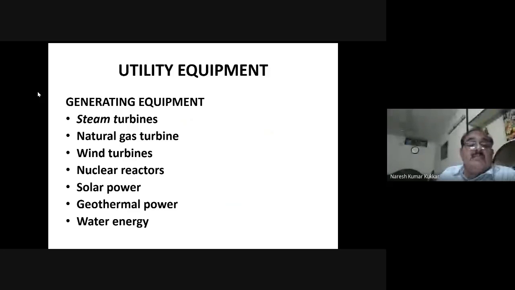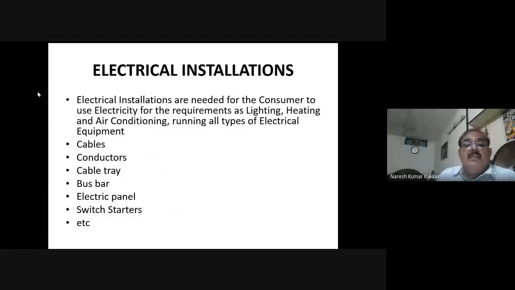So one is generating equipment. Generating equipment means steam turbines, natural gas turbines, wind turbine, nuclear reactor, solar power, geothermal power, or water energy. If you have to use any type of energy to run the industry, basic energy means generating equipment. Any single type can be used, even multiple can also be used depending upon the requirement of the industry. Then comes the electrical installation.